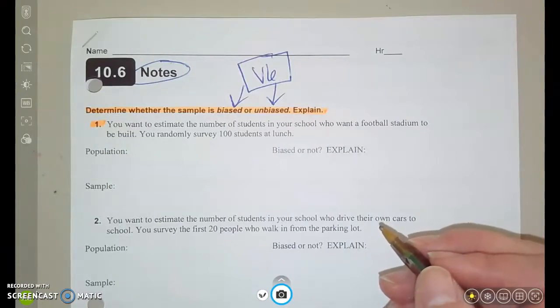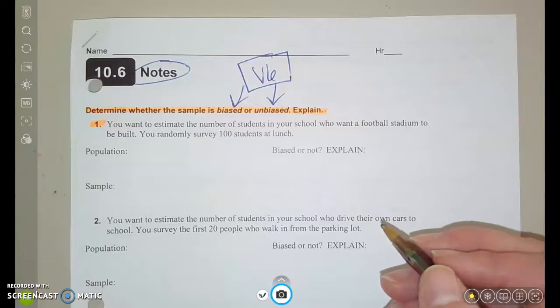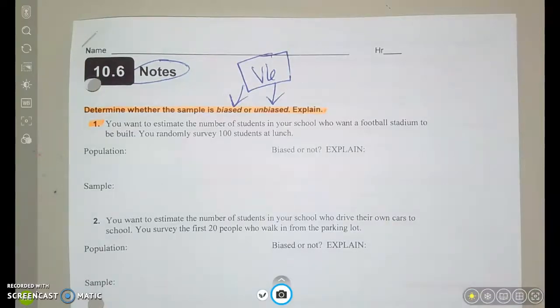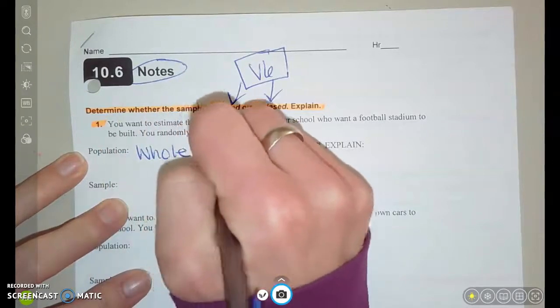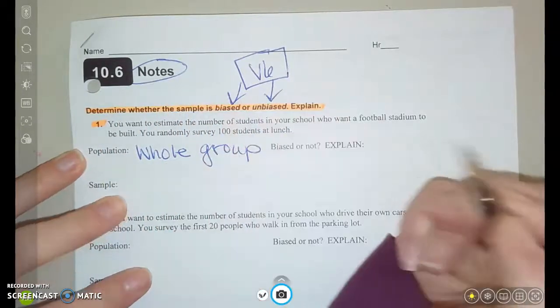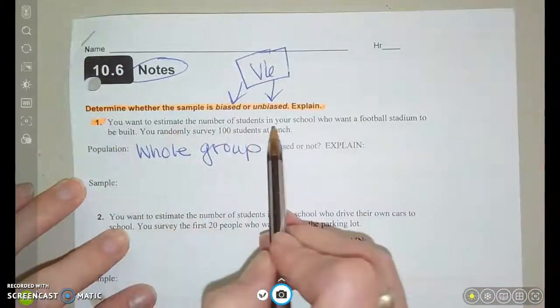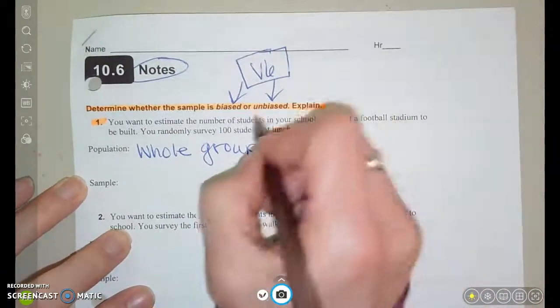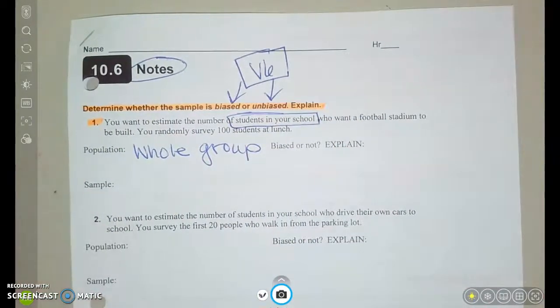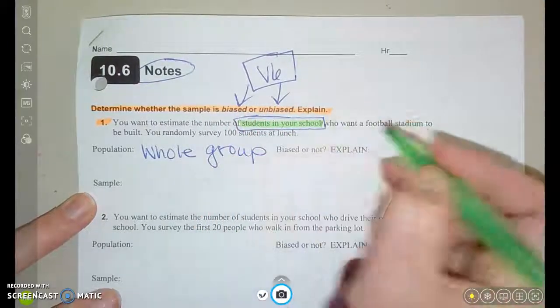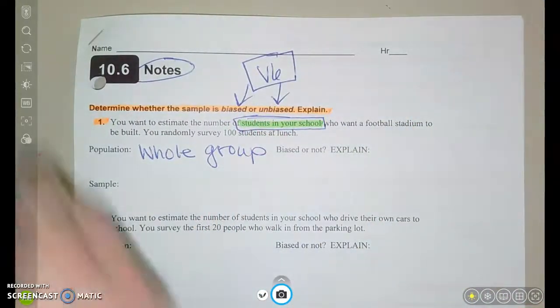So, number 1, you want to estimate the number of students in your school who want a football stadium to be built. And you randomly survey 100 students at lunch. Okay, so we need to remember that the population is the whole group, the whole group that we're trying to learn something about. So I'm going to read the question again. I want to know how many students in my school. Okay, that's the population. Students at school, right? All the students at my school.